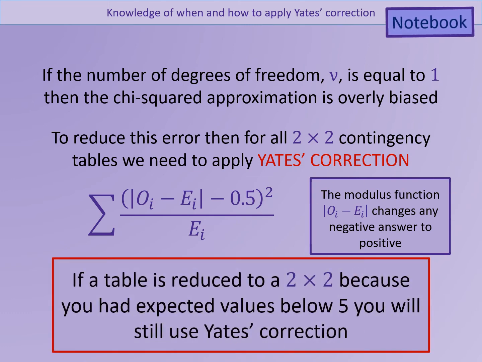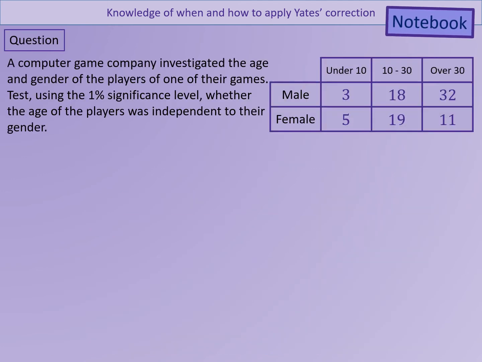Right, just be aware that if your table is reduced, so sometimes you reduce the table down, as I mentioned earlier, if the expected value is below 5, you would have to combine some of your results. If that happens and you reduce your table down to a 2 by 2, you still run the Yates correction. As long as the degrees of freedom value is only 1, you should run the Yates correction. Okay, so let's have a look at an example, similar to the last one.